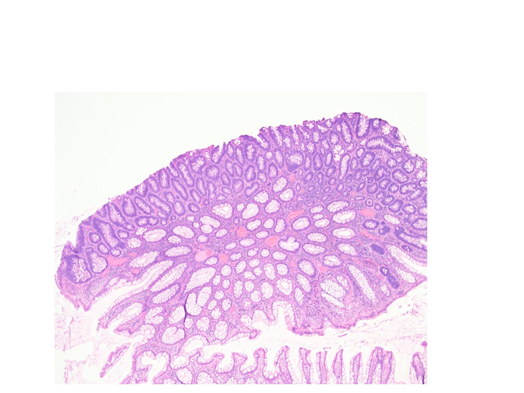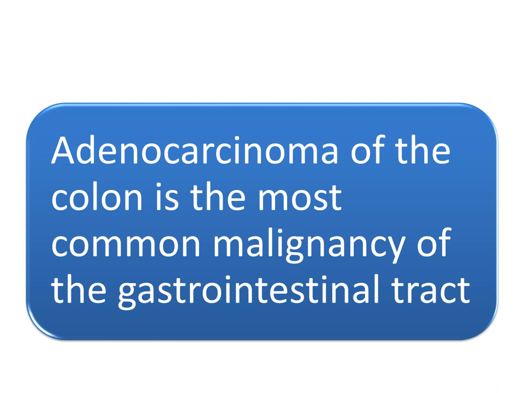Now this is the microscopic feature. You can see that from the normal mucosa, there is a protuberance of near normal mucosa in the form of a polyp. So it is a benign polyp, an adenomatous polyp. Now, adenocarcinoma of the colon is the most common malignancy of the gastrointestinal tract.